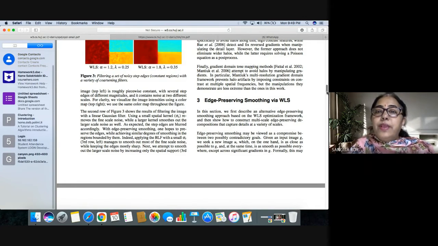Given an input image g, we seek a new image u, which on the one hand is as close as possible to g, and at the same time is as smooth as possible everywhere, except across significant gradients in g. So there is a gradient sensitivity as well as smoothness sensitivity. We have to take care of both of these.